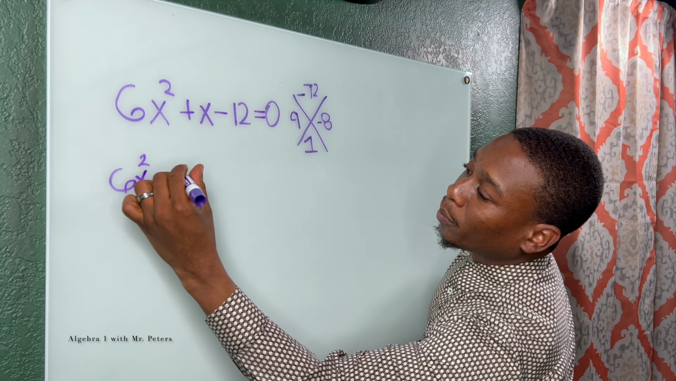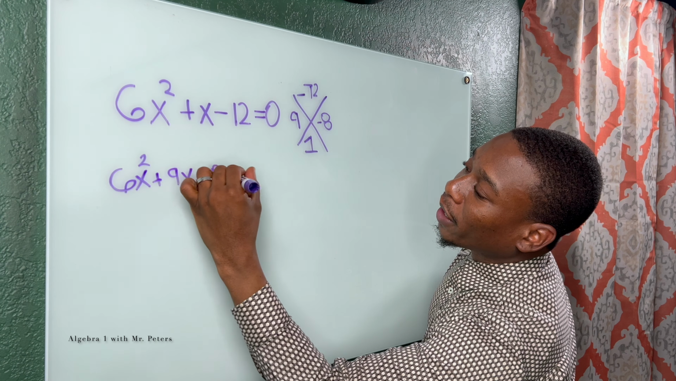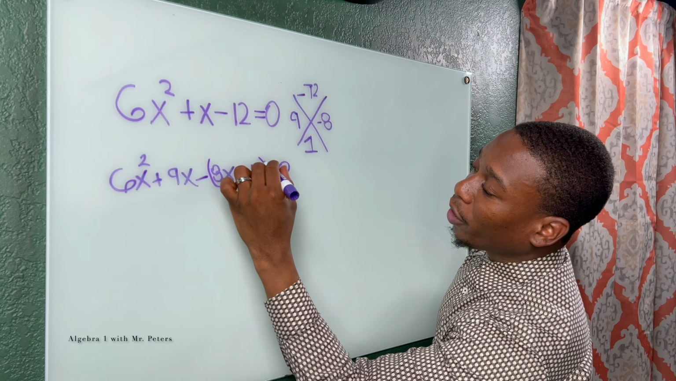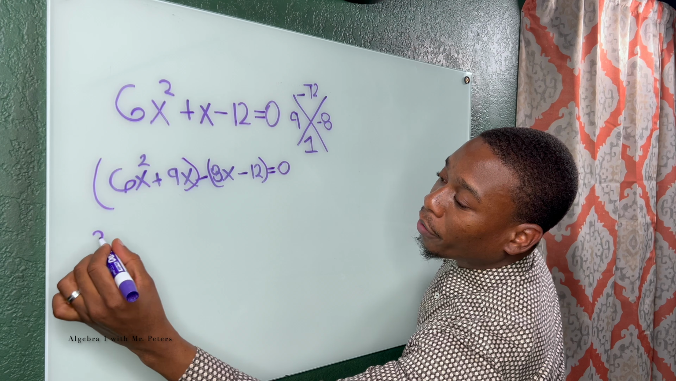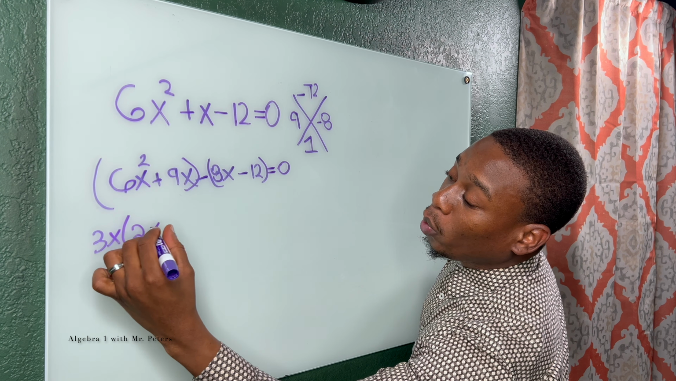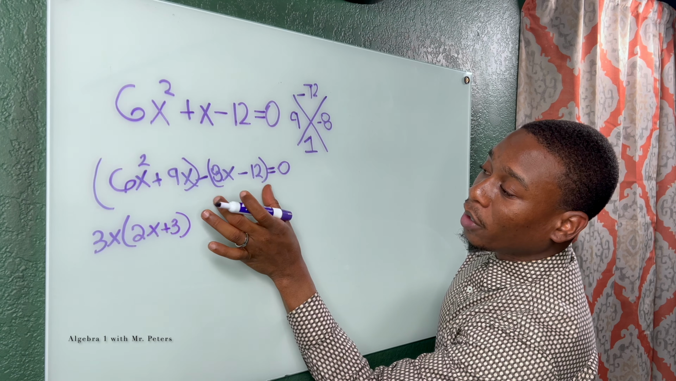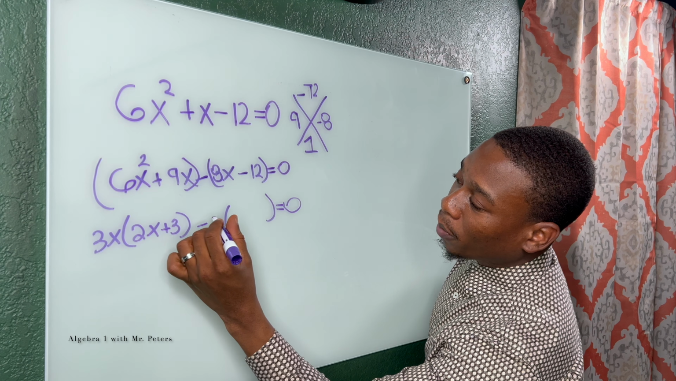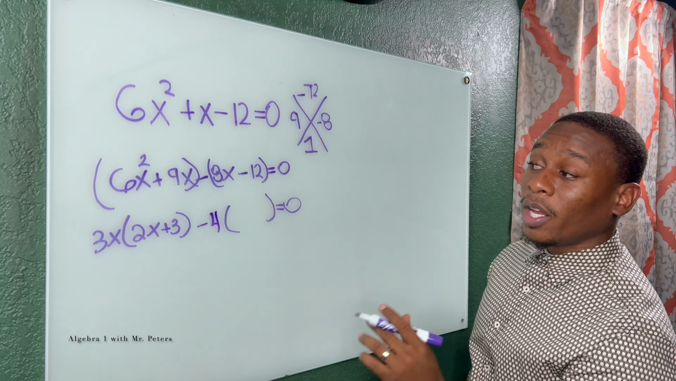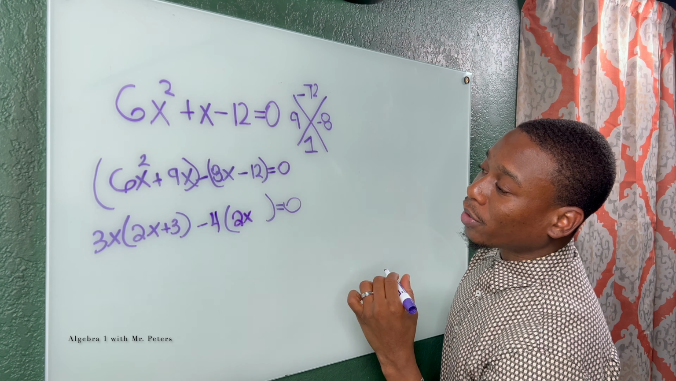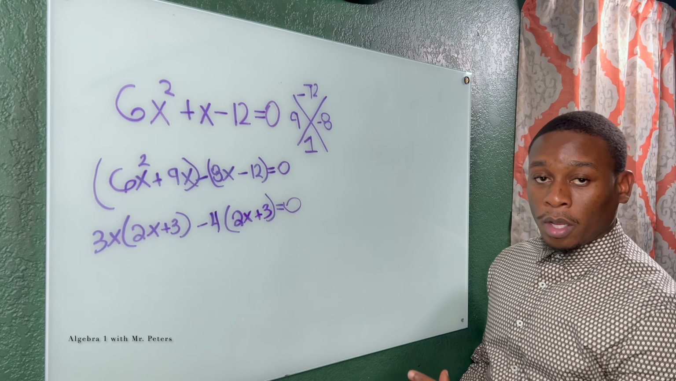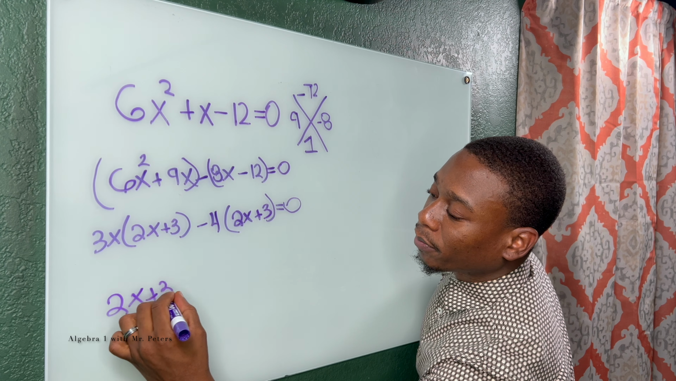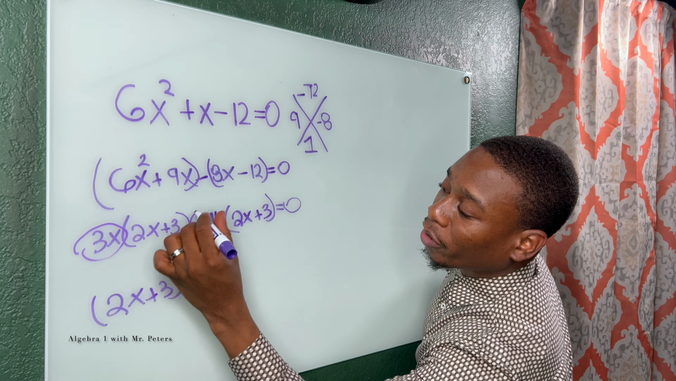6x squared plus 9x minus 8x minus 12 is equal to 0. So now we're going to factor by grouping. I'm going to pull out a 3x here. I'm left with 2x plus 3. Same thing with this, right? After I take that negative sign out, I'm going to pull out 4. So what we're left with now is 2x plus 3. Now from this step, we could combine our factors, meaning 2x plus 3 is our first factor, and then we're going to combine 3x minus 4.